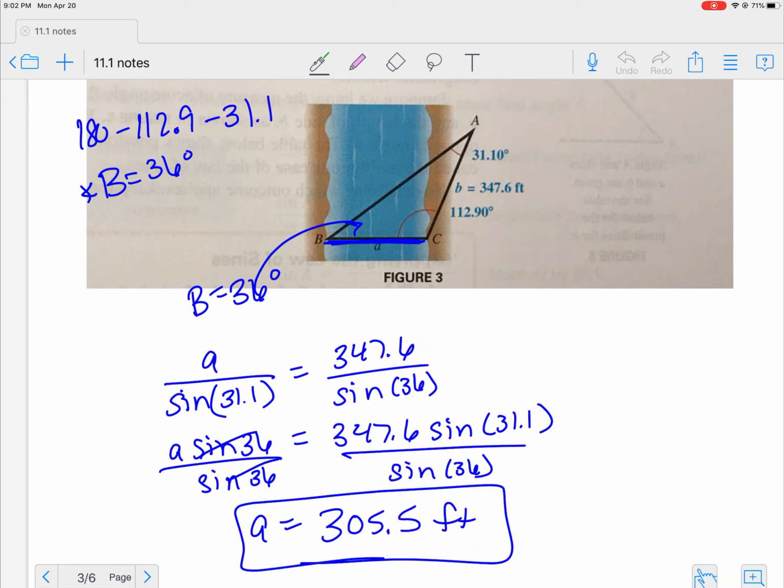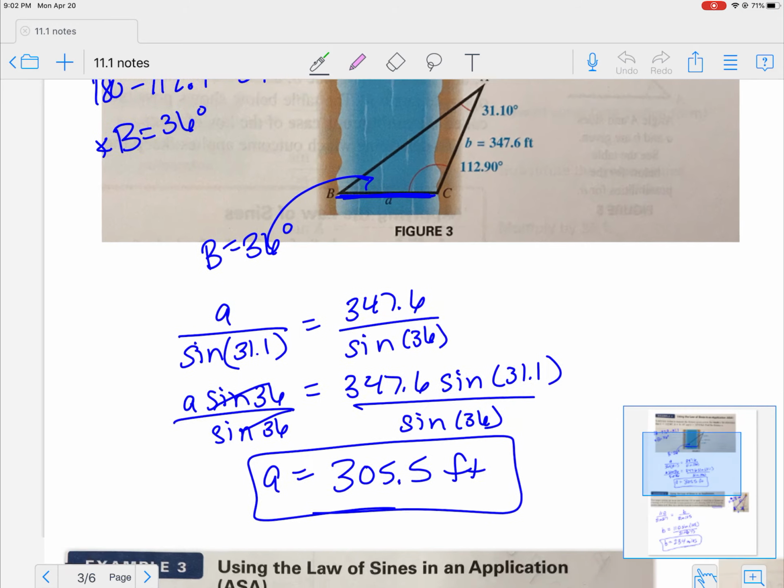You don't have to have a right triangle to do trigonometry. All right? It just doesn't have to happen. Law of sines and cosines tells us we could do it with anything. All right? Okay, setting up this ratio, that is the key.